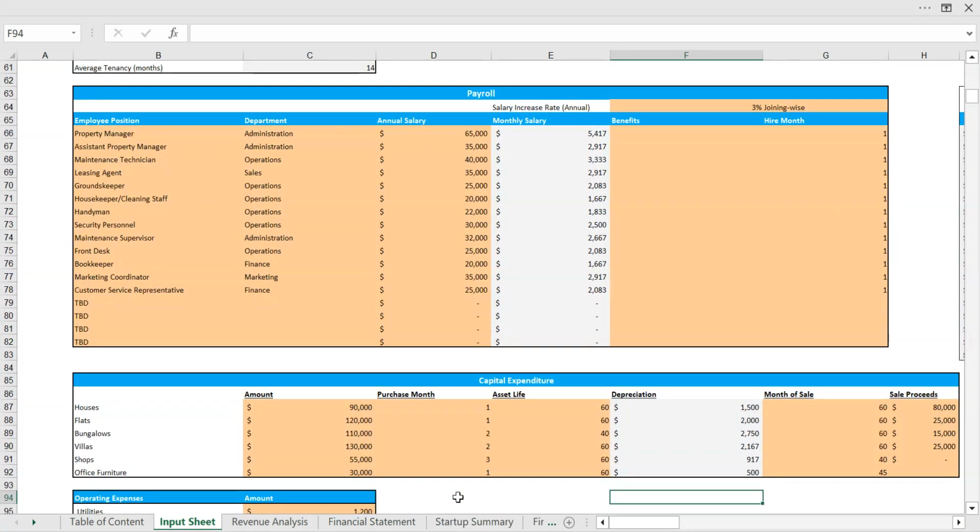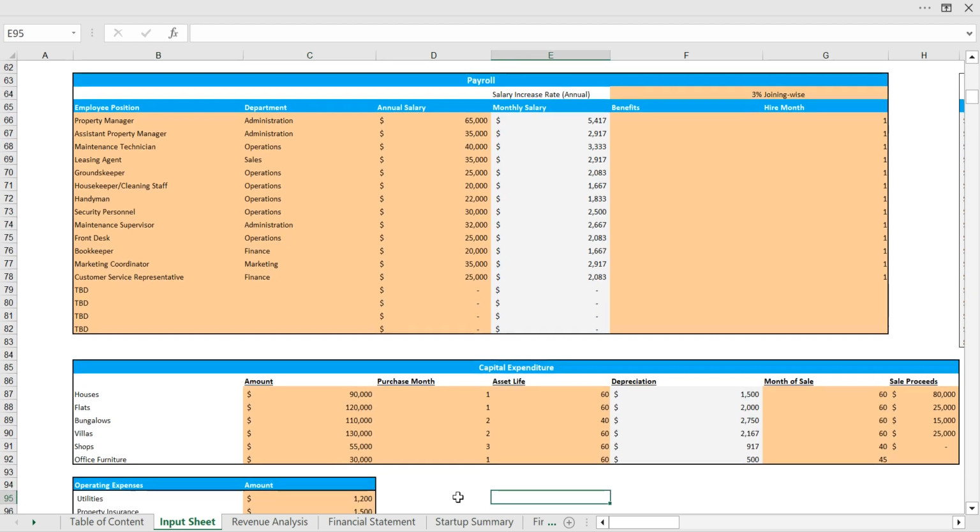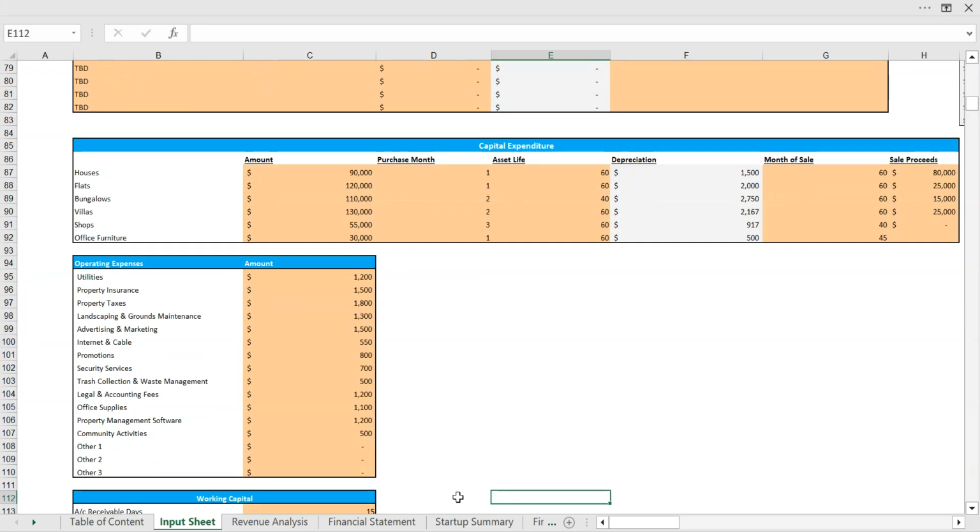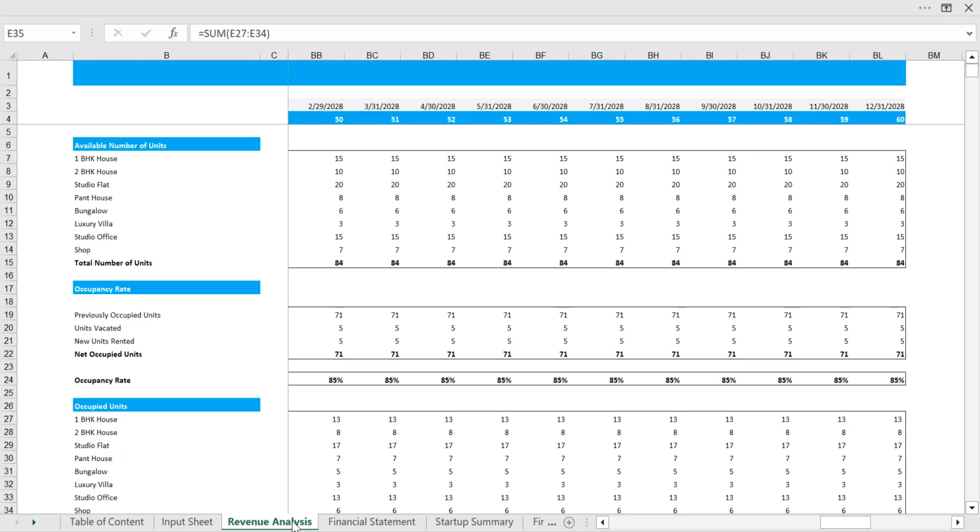Then we have the capex where you can know what fixed assets you are going to have, what is their purchase value, what is their asset life, and how you are going to sell them at what price. Then we have the operating expenses and working capital. Moving on, we have the revenue analysis, which is the detail about how you are going to earn your revenue.